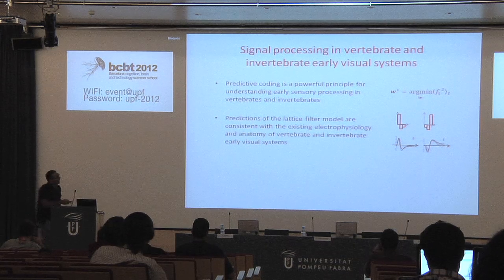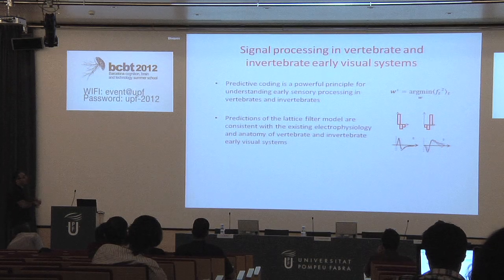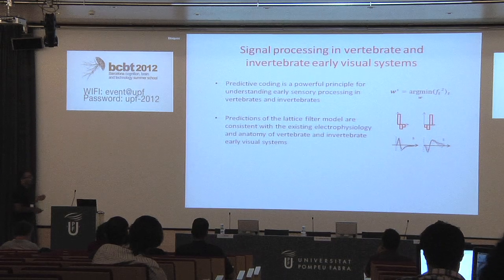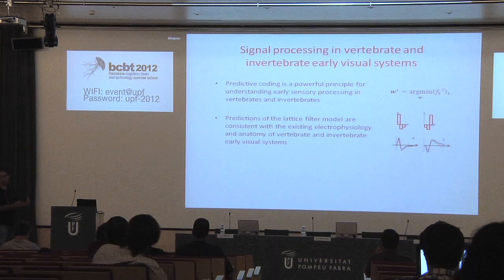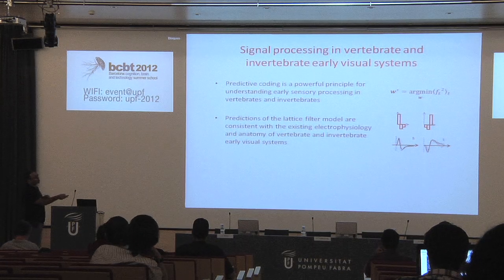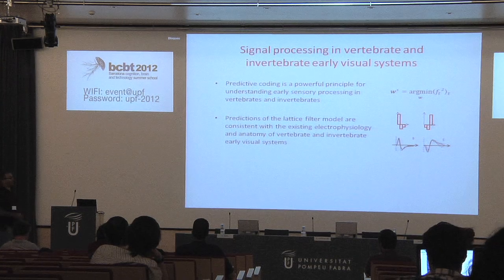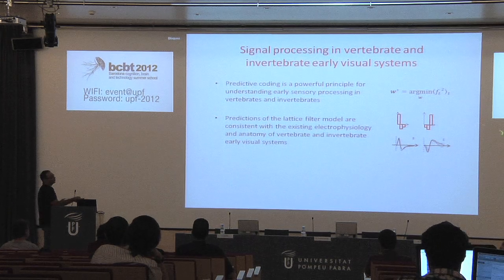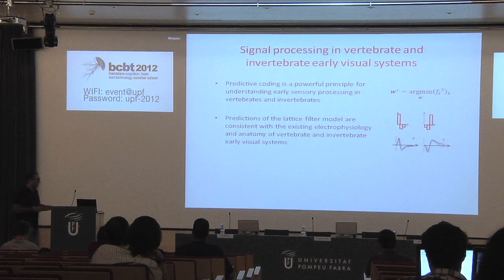Hopefully I convinced you that the predictive coding framework is a reasonable normative theory that makes a lot of predictions from very few assumptions, which is what we like. In our hands, thinking about the system from the predictive coding perspective led us in the direction of this lattice filter model, especially knowing about the L1, L2 pathways in flies. That's what really pushed me in that direction. But I think it also applies well to the vertebrate visual system and explains some of the electrophysiology that has been done there.